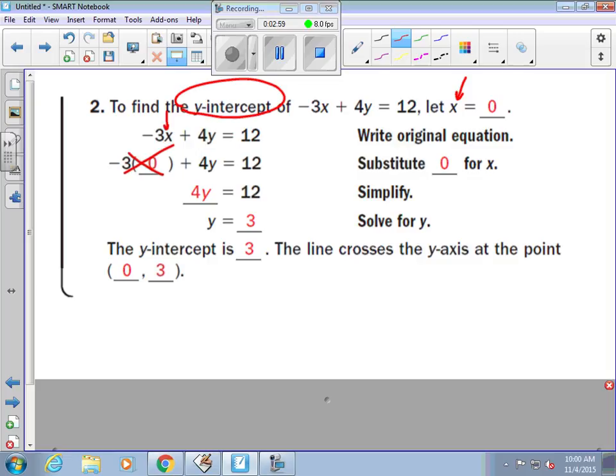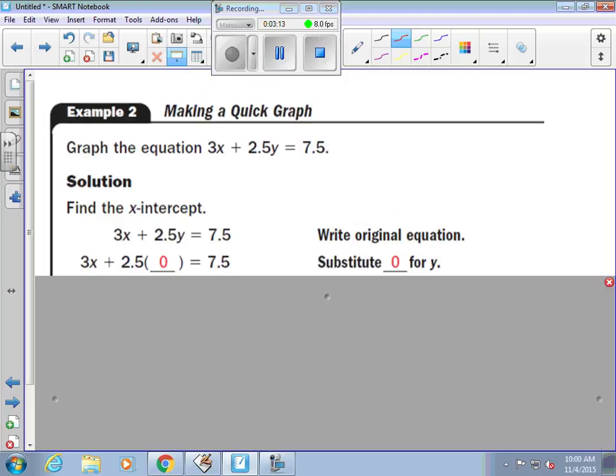So to find the x-intercept, all you have to do is remember to plug in 0 for y. And to find the y-intercept, you plug in 0 for x. When you make a quick graph of these equations, you're doing the same thing. You find each of the intercepts, and then you plot that point.